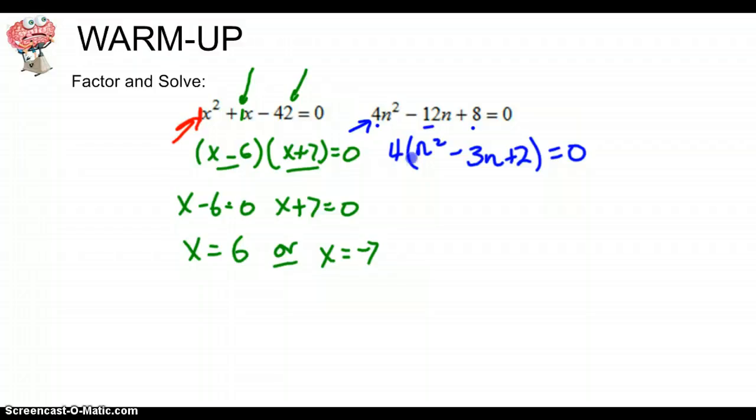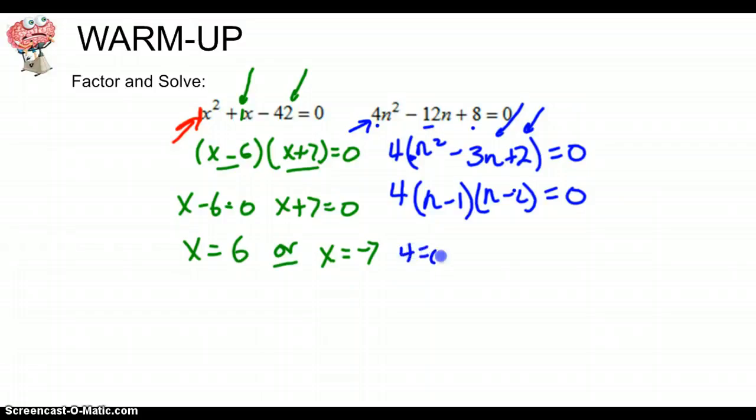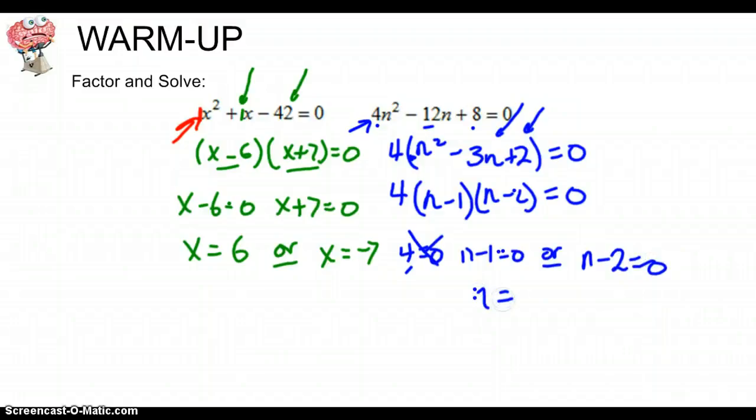Okay, and now that we have no term in front of that n squared, we can factor this pretty easily. Think of two numbers that multiply to 2 and add to negative 3. That's going to be negative 1 and negative 2. So we can factor this into 4, n minus 1, n minus 2 equals 0. And so again, using the zero product property, we know that either 4 equals 0, which never happens, n minus 1 equals 0, or n minus 2 equals 0, which leaves us with n could equal 1, or n could equal 2. All right, and that ends the warm-up.